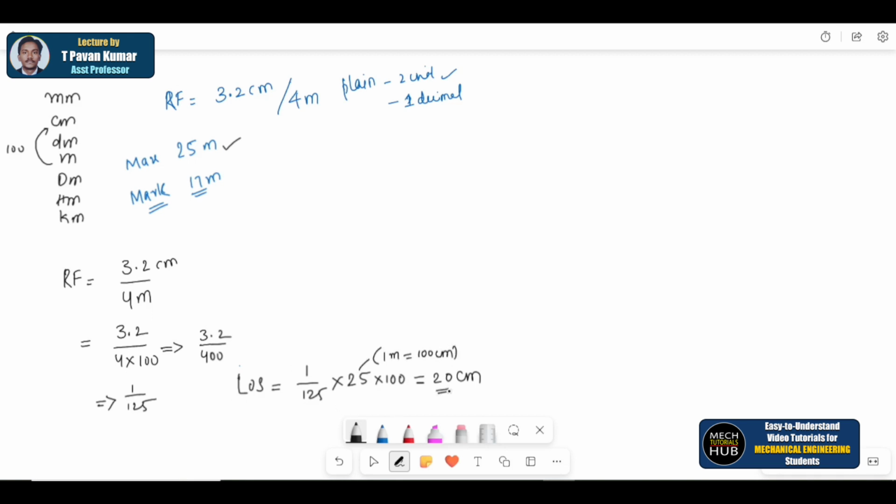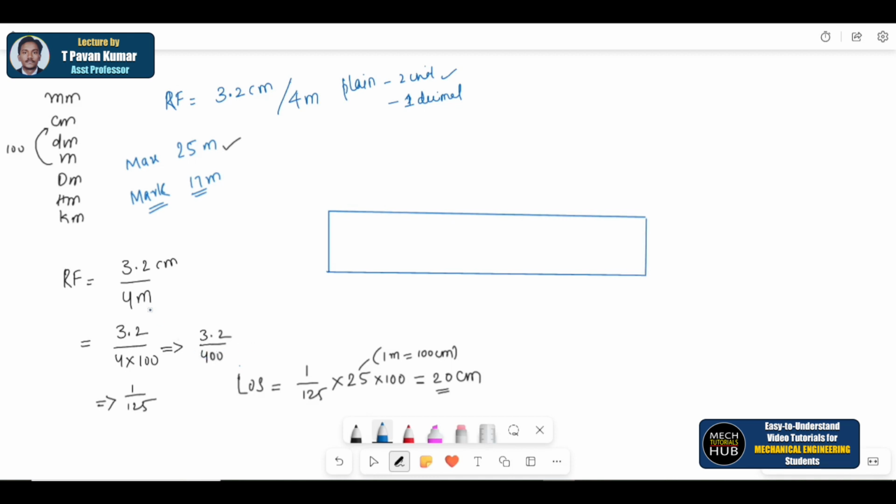So by considering 20 centimeters, I'll draw a line. Okay, let me draw a line of 20 centimeters. Then I'm closing it with 1.5 centimeter height with one more line and closing it.